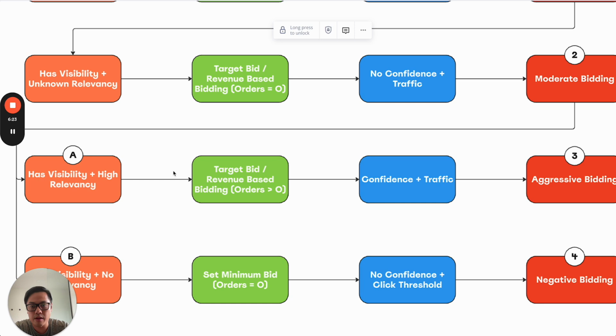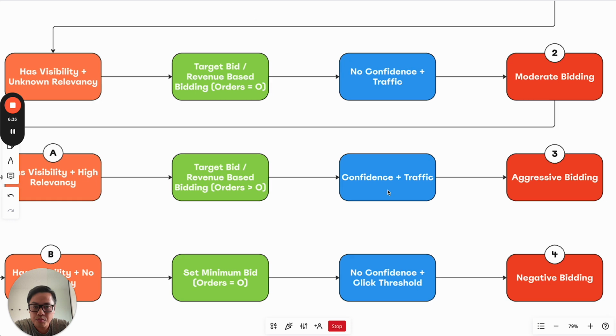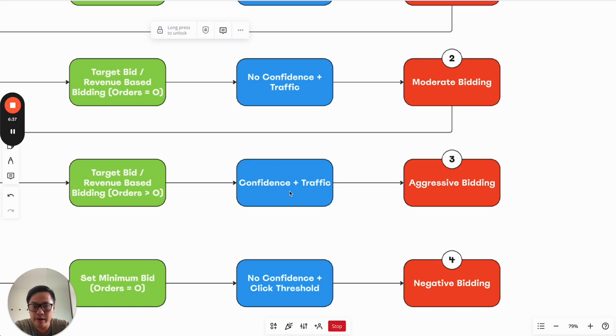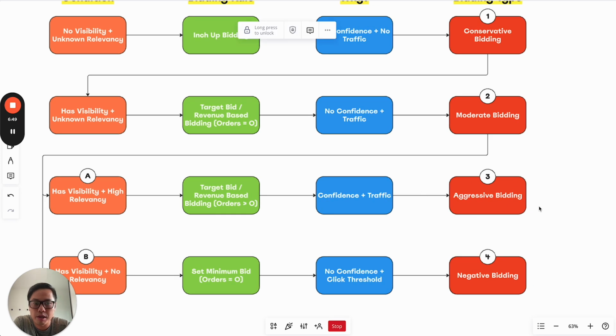Why that's effective is it's simple, easy to understand, and it does what you want it to do. You're getting closer and closer to where you want your target ACOS to be. So at this level, we have a ton of confidence and we have a ton of traffic, so we want to be aggressive with our bidding. These will generally be the best of the best targets of all your targets, and you're going to spend most of your money here.